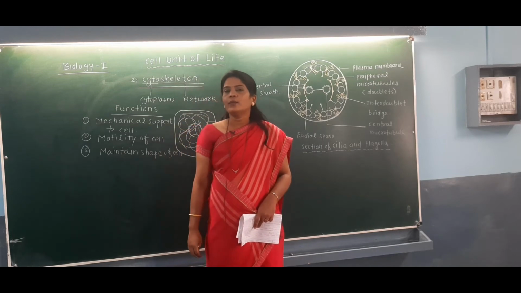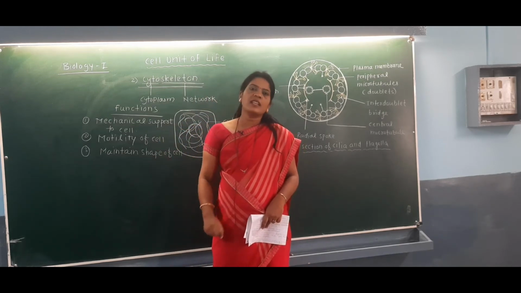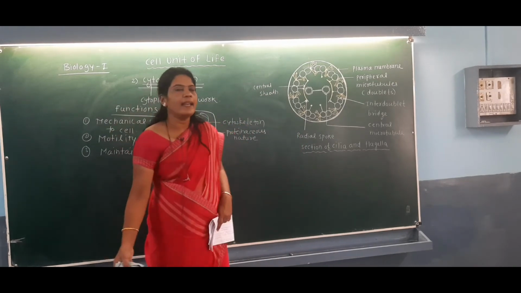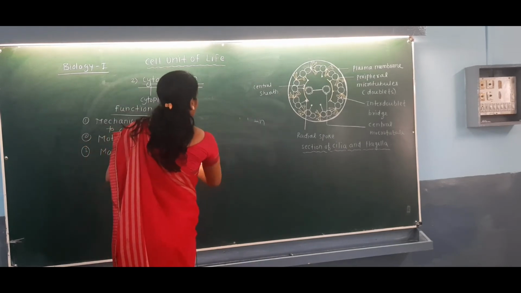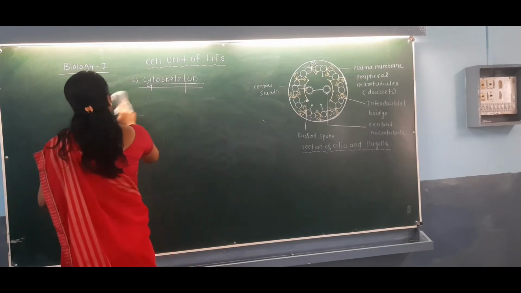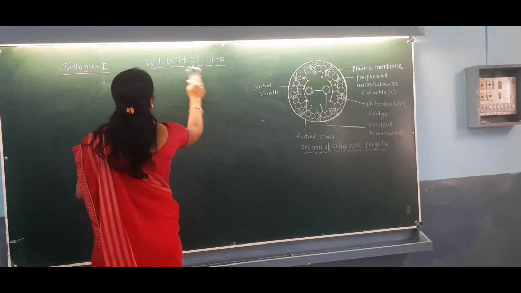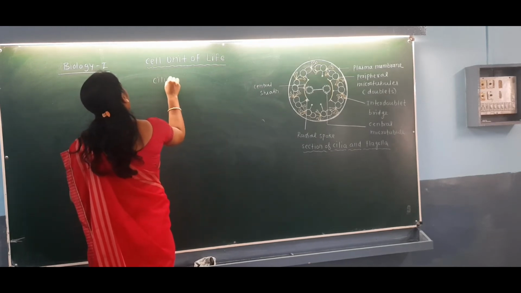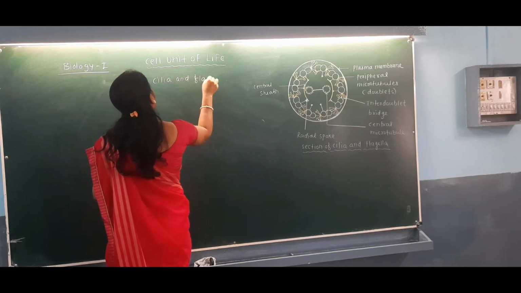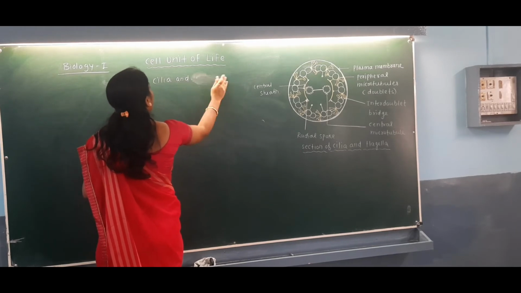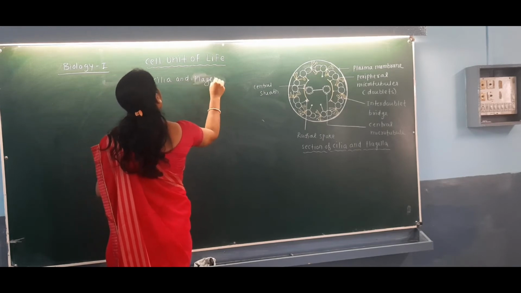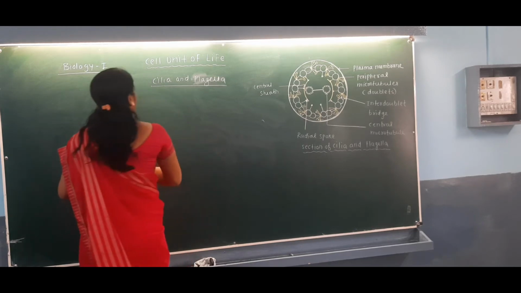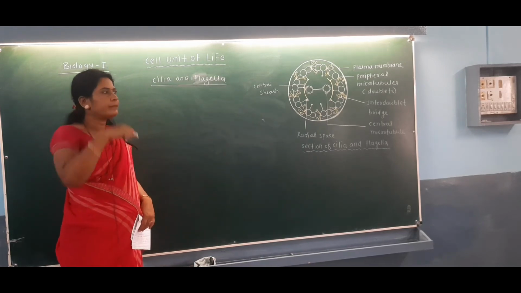Okay, now the last part of today's lecture is the cilia and the flagella. We have also seen cilia and flagella in the prokaryotic cell, but the cilia and flagella we are discussing here are different from those of the prokaryotic cell. Here we are discussing cilia and flagella in the eukaryotic cell.